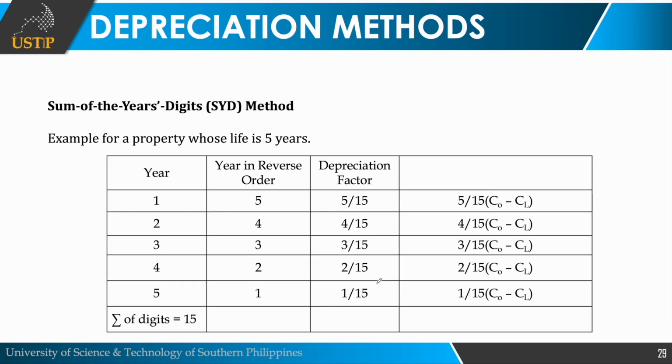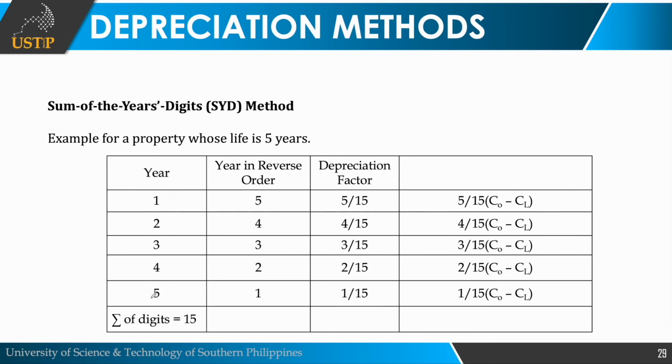Like this, class. Say, for example, you have a property whose life is 5 years. Okay? So, you list year 1, 2, 3, 4, 5. And then, this is your digit. This is considered as your digits. And then, you total your digits. So, 1 plus 2 plus 3 plus 4 plus 5. That is 15. Right?